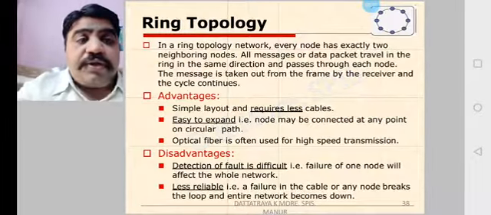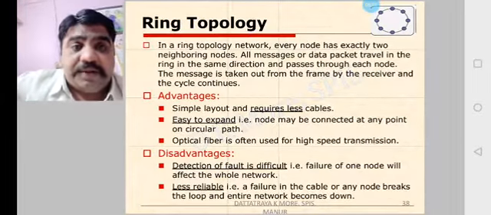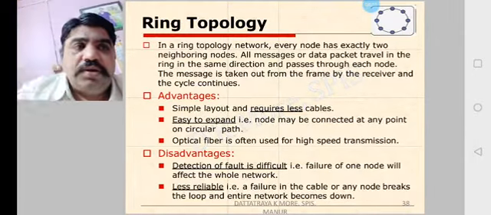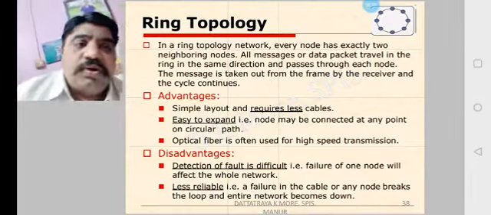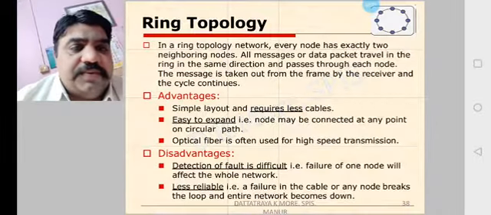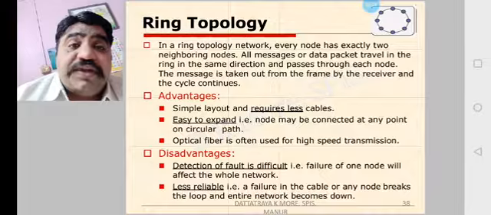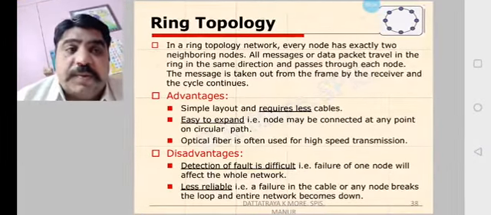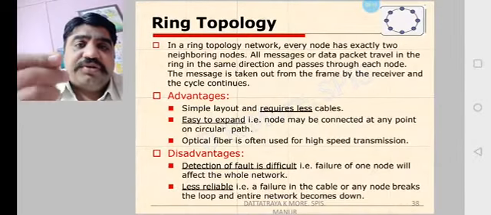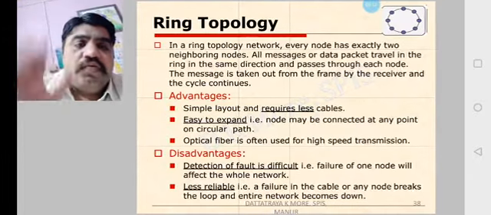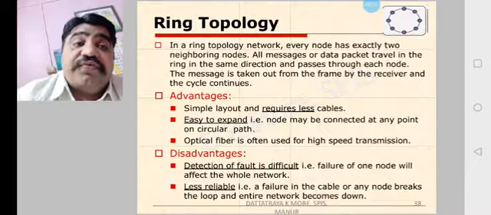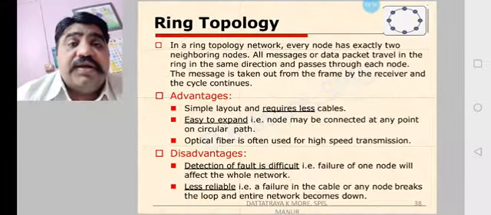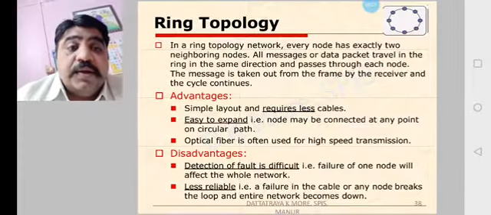Advantages: simple layout, and it requires less cable, because in a single circular design a single cable is required and very little cable is there. Easy to expand, that is, a node may be connected at any point on the circular path. Anywhere you just remove that connection, attach the new one, and it will work. Optical fiber is often used for high speed transmission. In this case optical fiber cable must be used.